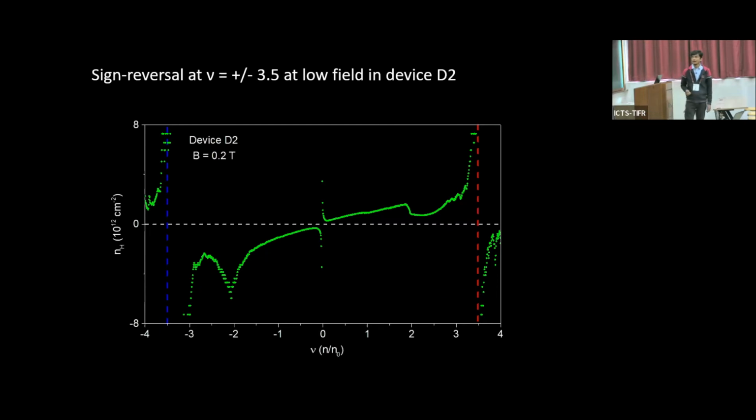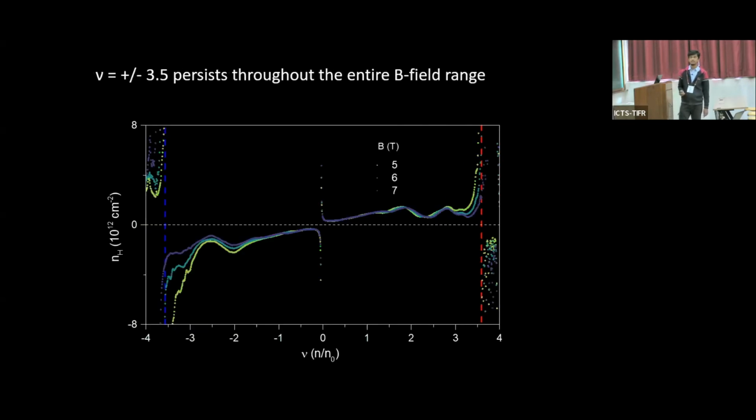Now to see the robustness of the states at high magnetic field, we have increased the range of magnetic field, and you can clearly see they persist up to the highest magnetic field in our measurement. The features at plus minus 3.5 and half filling on the electron and hole side.